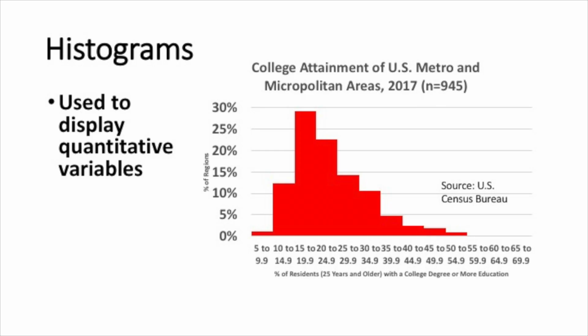So you might recall that a histogram is used to show a quantitative variable, and a histogram is actually a picture of a frequency distribution. And of course a frequency distribution tells you the values that a variable can have and the frequency with which those values are observed.